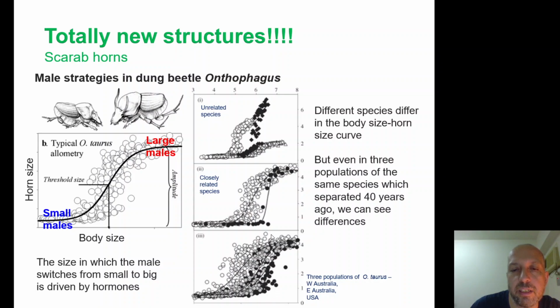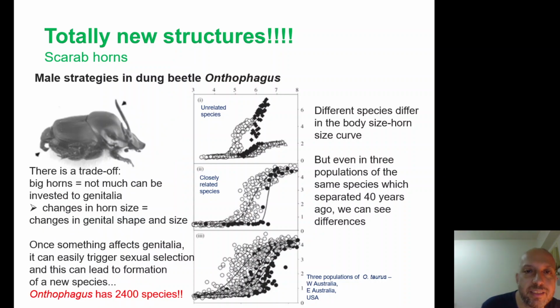So when actually the small and big male are switched, at what body size. Why is this interesting? There's a so-called trade-off. Trade-off is something like either or, right? If the male has the big horn, then somehow it has to be taken from all the energy stored in the larva. And it's shown that it actually means that its genitalia will be smaller.